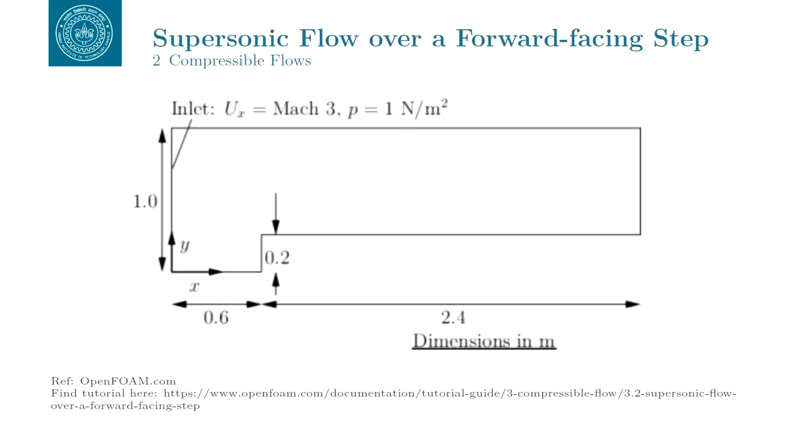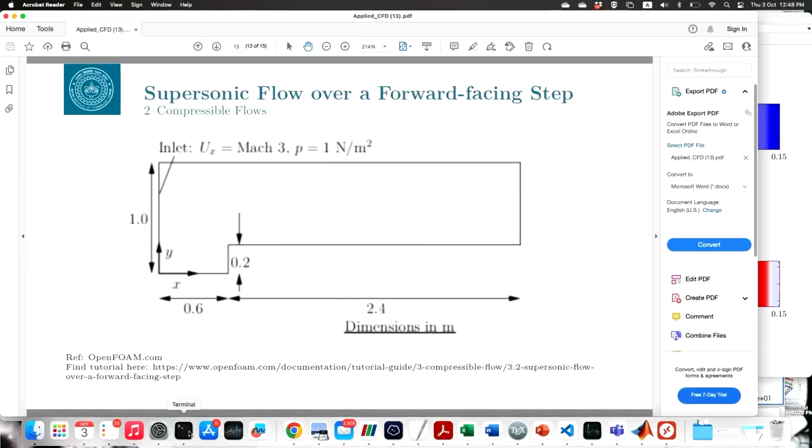So here you can see that we are using Mach 3. At the inlet we are using an inlet boundary condition, the Mach number is equal to 3 and the pressure is 1. So how do we get the values of parameters so that your Reynolds number and Mach number are honored? Okay. So first let me take you to the solver.